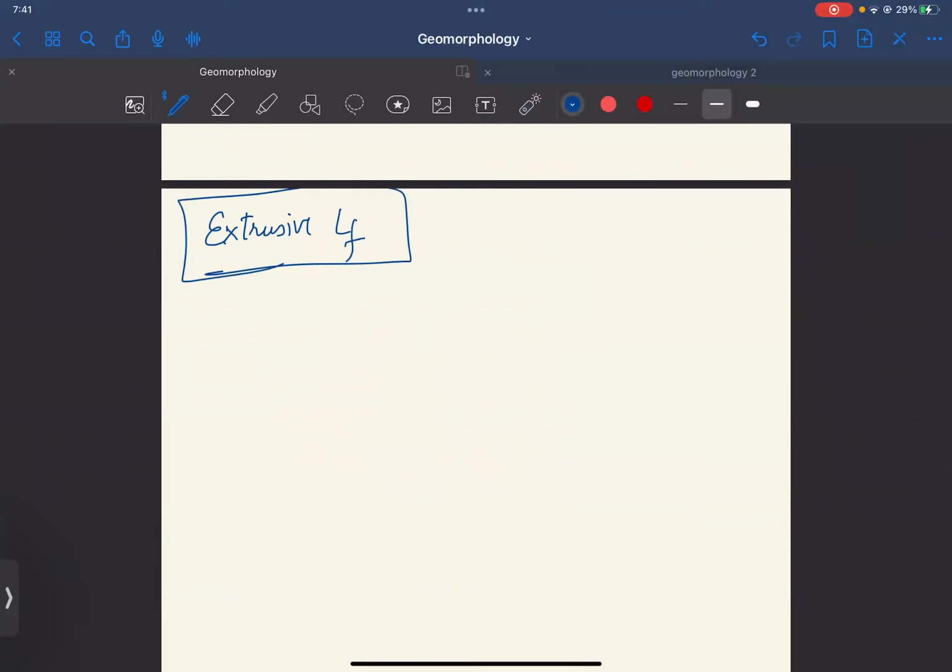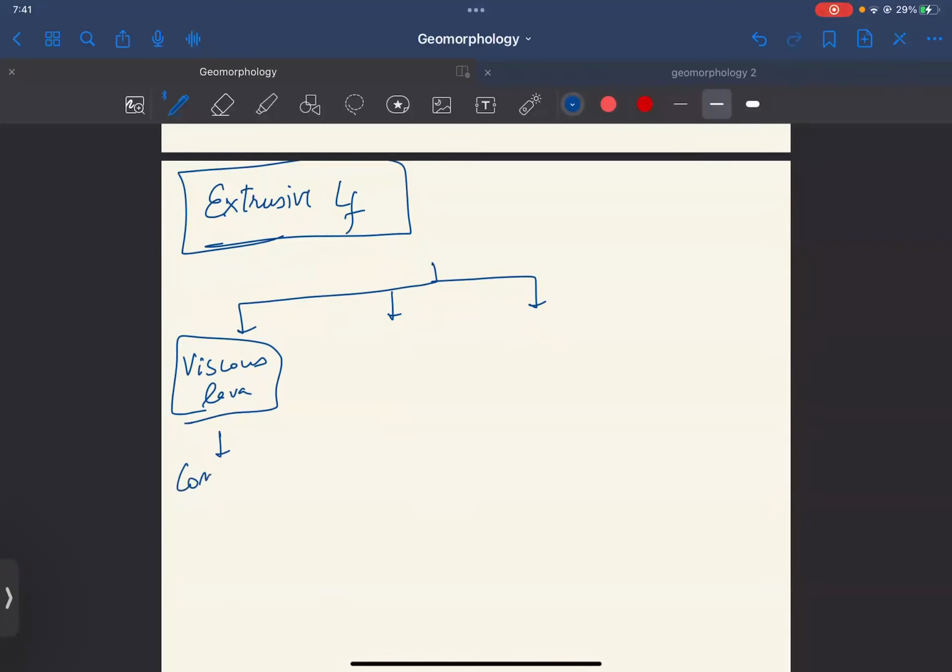All right. So how to approach these extrusive landforms? First of all, on the basis of lava itself, whether it is viscous lava or less viscous lava. If you have viscous lava, that means lava is not able to move to a far distance, so it has low fluidity. This results in the formation of composite type of volcano. Extrusive means basically landforms formed above the surface of the earth.